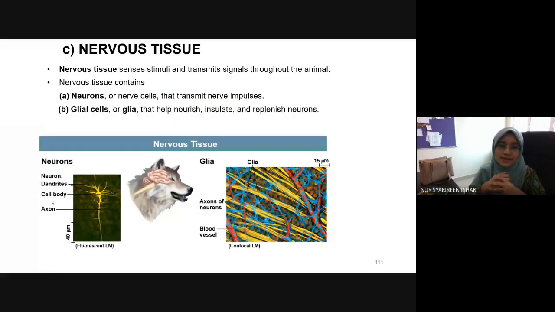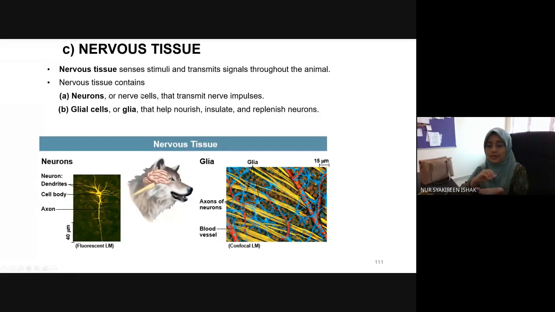So next is nervous tissues. Okay, so the nervous tissues function to detect stimuli and transmit signal. The signal in this case adalah impulse. Transmit impulse from neuron to neuron. Okay, and then the component is the neuron cell itself, the neurons or the nerve cells, and then the other one is glia cells or glia. Okay, glial cells or glia.